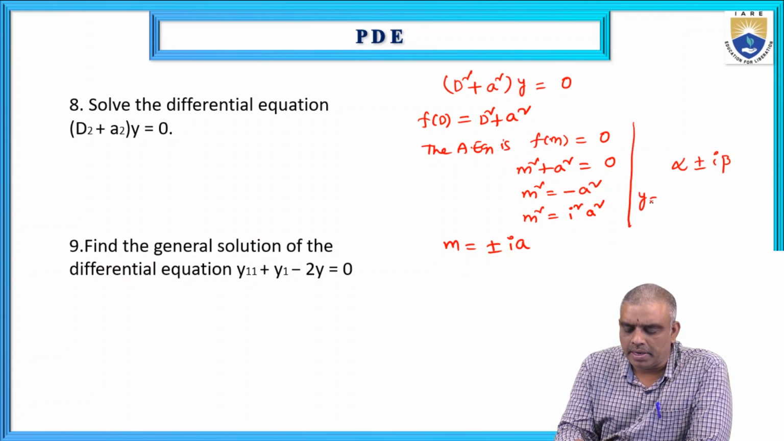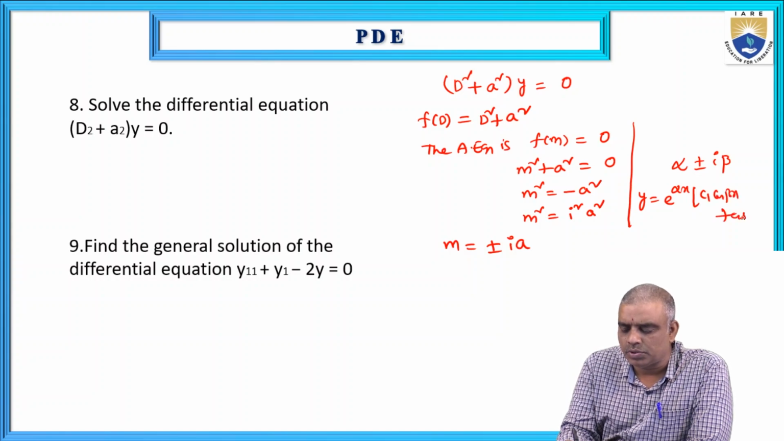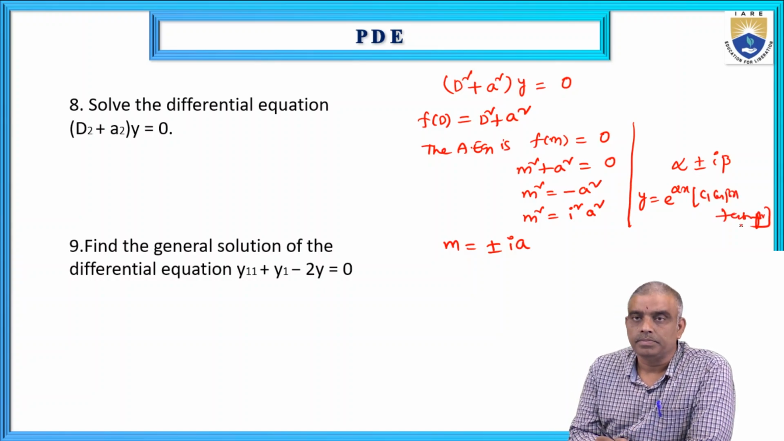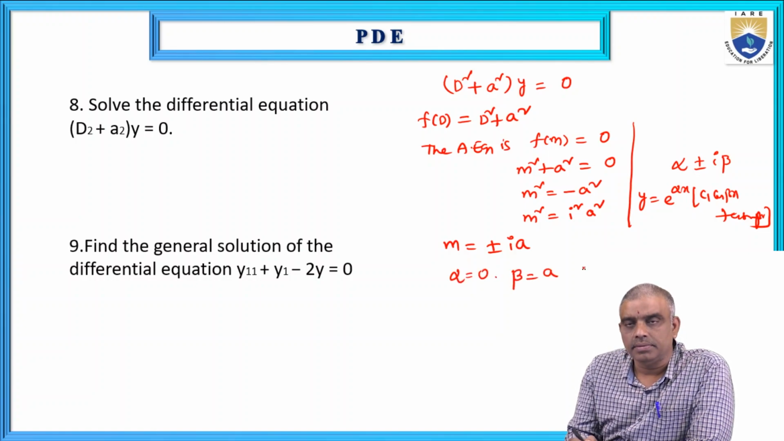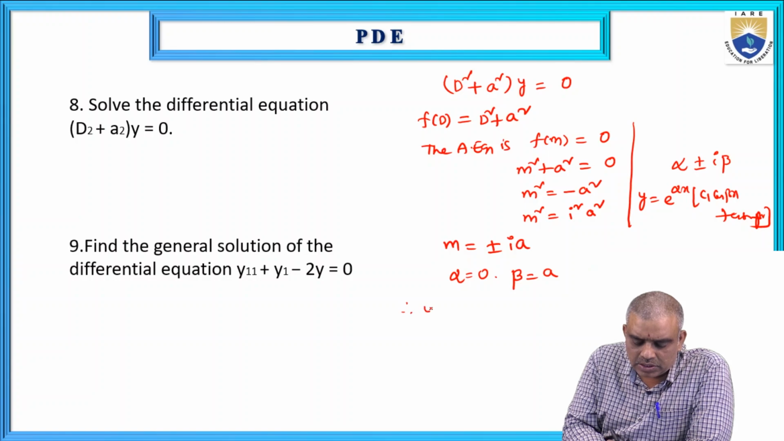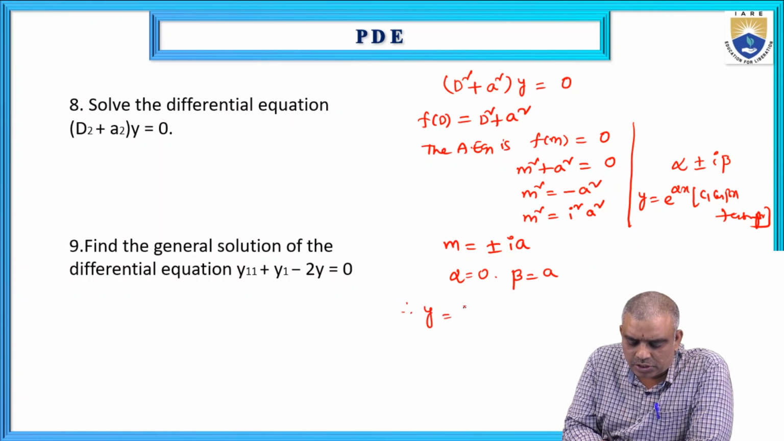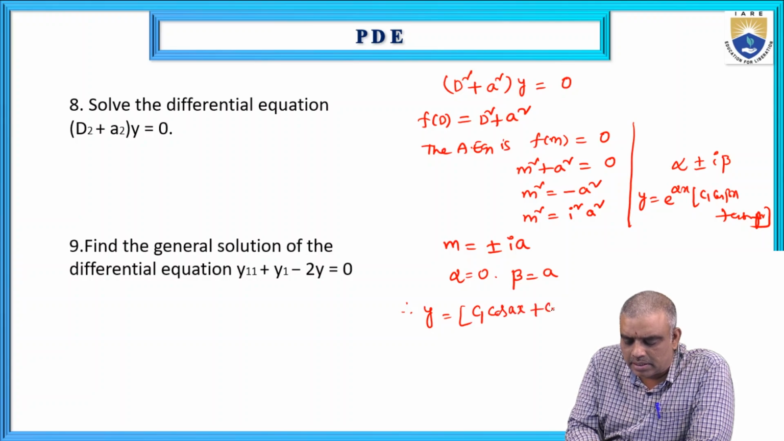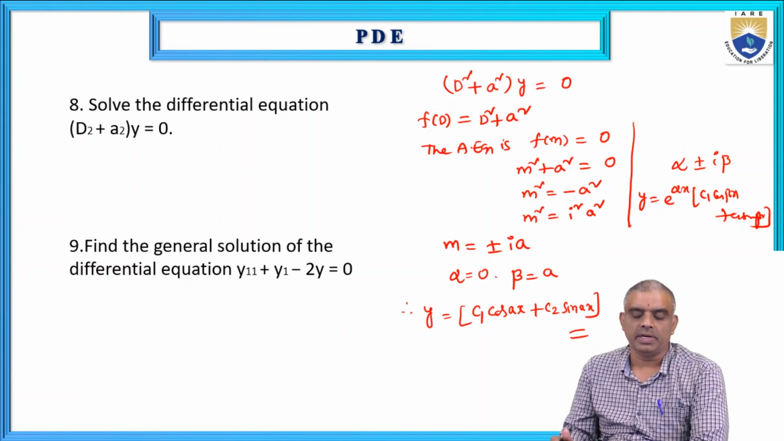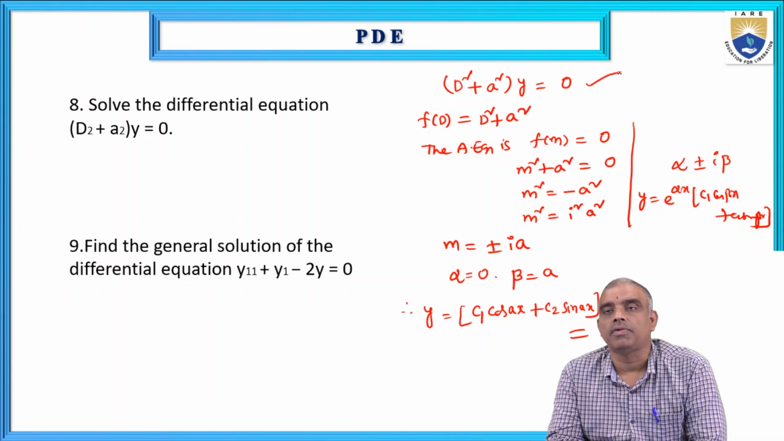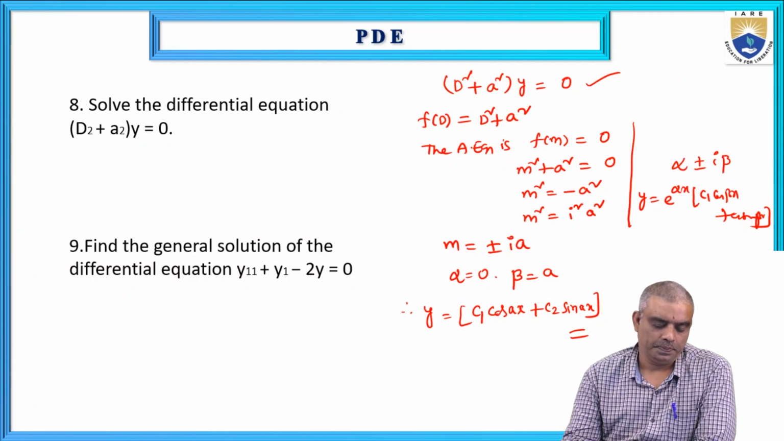Then what is the complementary function? e^(αx)(c1 cos βx + c2 sin βx). This is the notation. So here alpha is 0 and beta is equal to a. Then the general solution y = e^(0x)(c1 cos ax + c2 sin ax) will be the solution of the differential equation (D² + a²) y = 0.